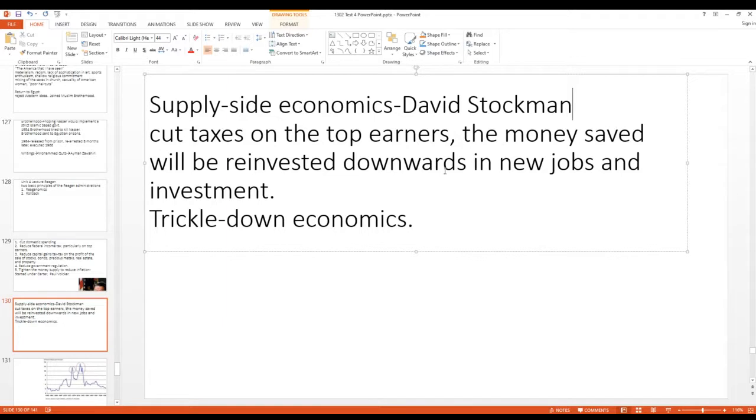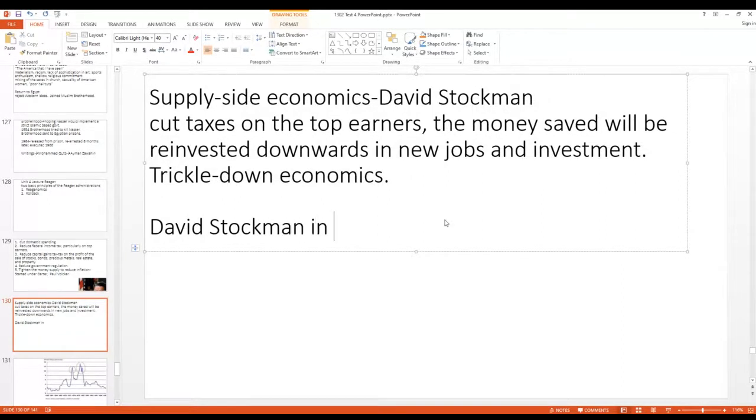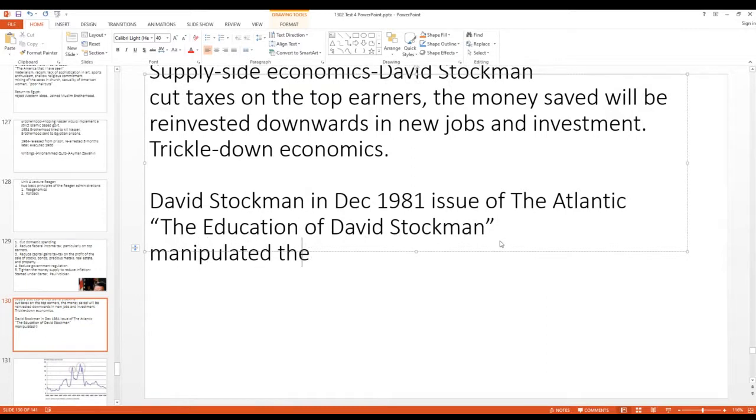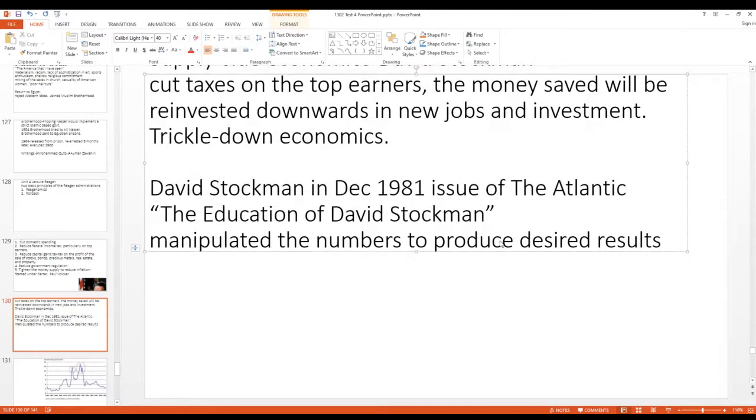Now, this admission was not one that David Stockman gave 20 years later. In fact, David Stockman, in the December 1981 issue of The Atlantic, in an article you can find online, The Education of David Stockman, admitted that he had manipulated the numbers to produce desired results, or as the rest of us call it, cheated. And again, that what was being proposed in supply side economics was indeed trickle-down economics.